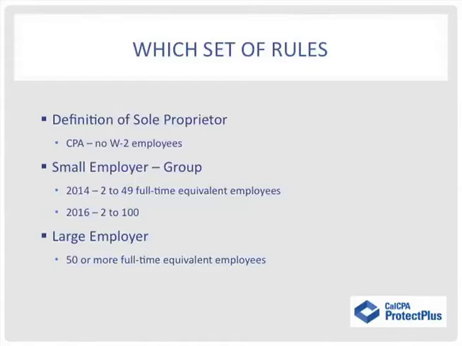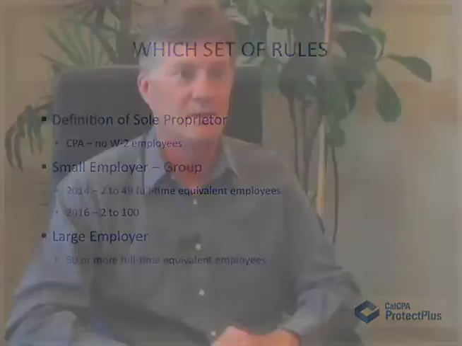So whether for yourself, your firm, or in counseling a client, sole proprietors are classified as individuals under ACA. They have no W-2 employees. If you have W-2 employees, even if they currently waive coverage, you are not a sole proprietor, you're a group. Small employers have between 2 and 49 employees. This rises to 100 in 2016. Large employers have over 50 full-time equivalent employees.